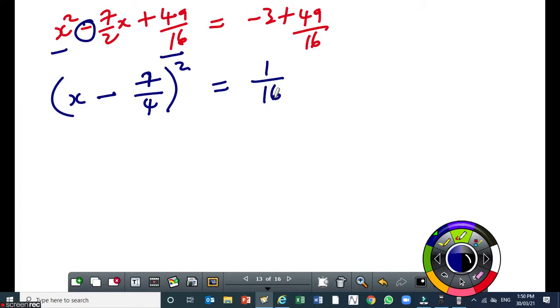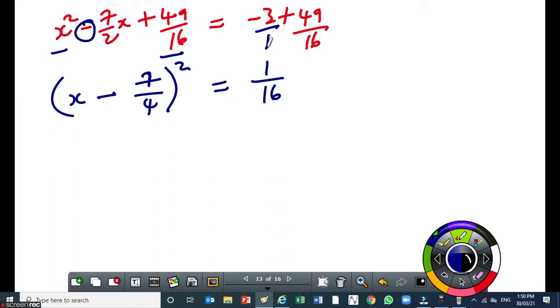3 times 16 is minus 48, plus 48. Right? The denominator here is what? What's the LCD? 16 times minus 3 is minus 48. Minus 48 plus 49 gives you a 1. So you end up getting 1 over 16.